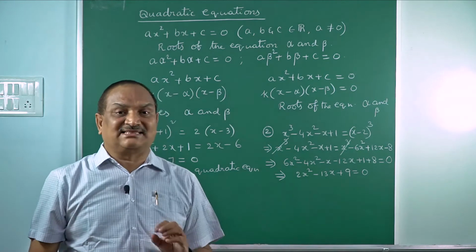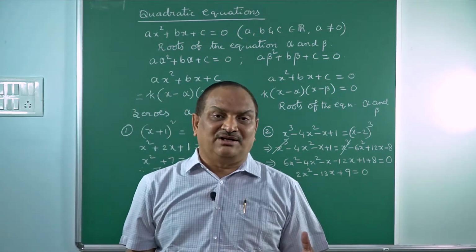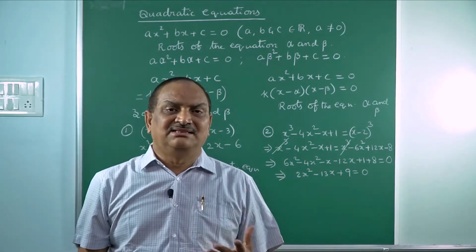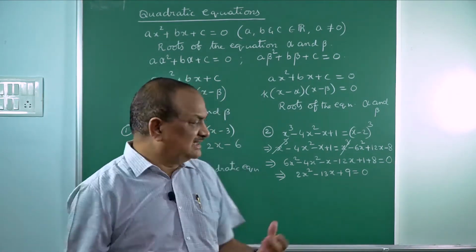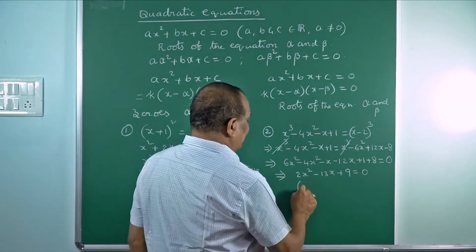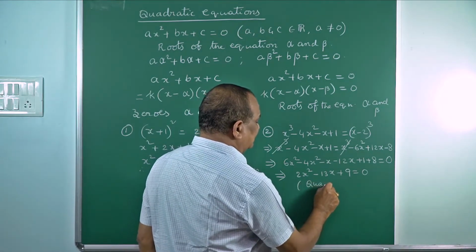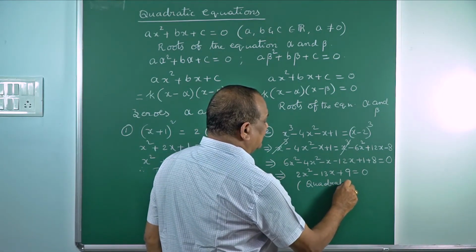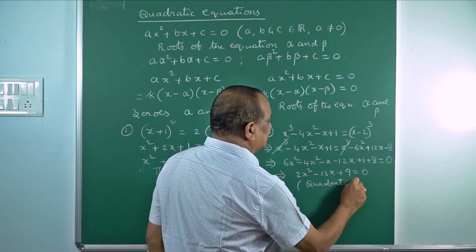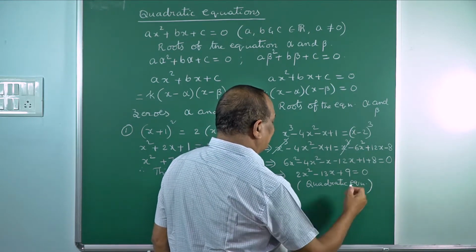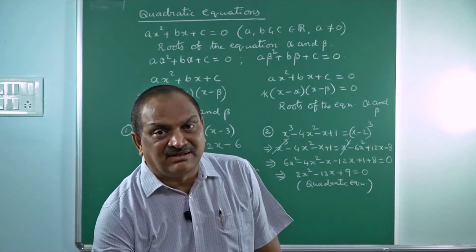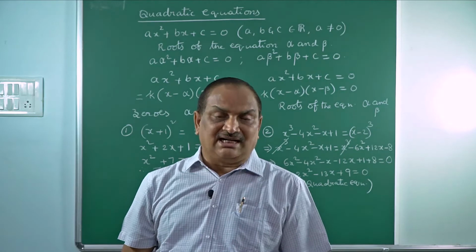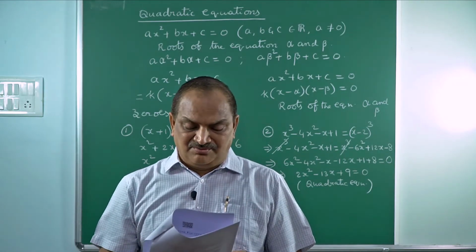You got some x squares, which is a non-zero one. 2x square means it's a non-zero times x square you got, and some x and some constant also. This is a quadratic equation, no doubt about it, because it is of the form ax square plus bx plus c equal to 0 with the condition that a is not equal to 0.